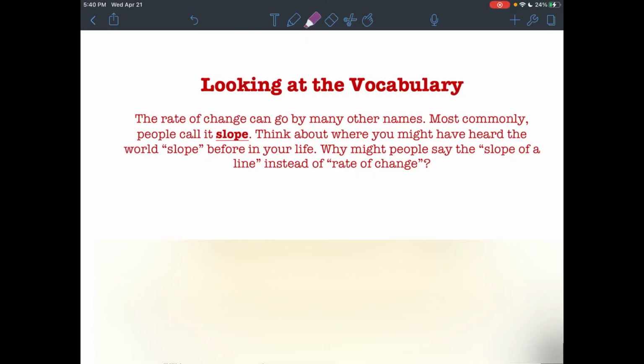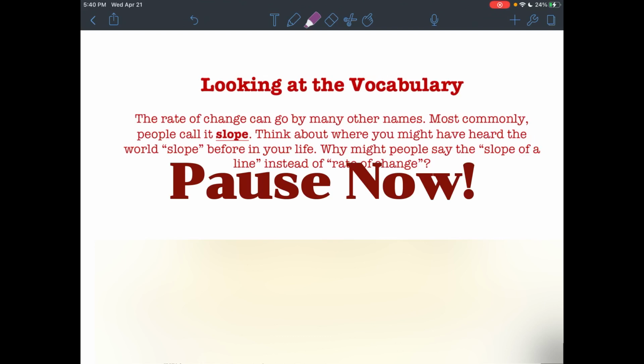This next section is easy. You're just going to look at the vocabulary. Rate of change has many names. The most common name people call it is rate of change, but they also call it slope. It goes by ratios, fractions, gradient even. But think about what you might have heard about the word slope. Have you ever heard the word slope before? You probably have. And think about when in your real world context. So why might we call it the slope of a line instead of rate of change? They're the same thing, but why might we use that word? Pause the video to complete this section and then press play when you're ready to complete the last section.